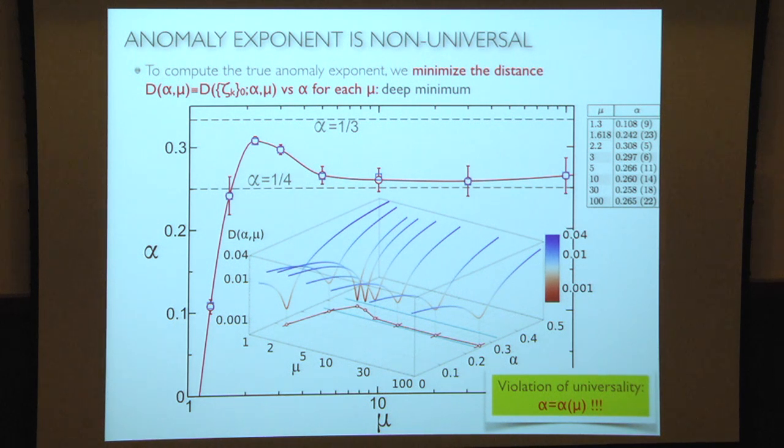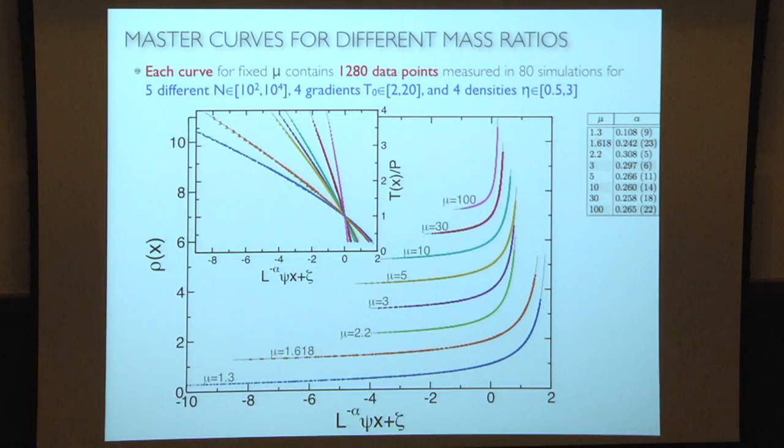So in principle, this would mean that your exponent depends on mass ratio. Let's say a violation of universality, in the sense that for this model, at least, we don't see universality. It doesn't mean that it does not hold in other models, I don't know, but in this model we don't see universality. So how do the scaling curves look? Here you have the scaling curves. I've shifted them upwards just for clarity for the different mass ratios.